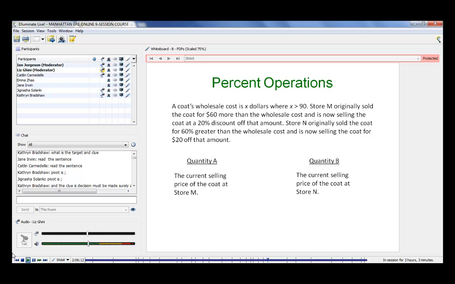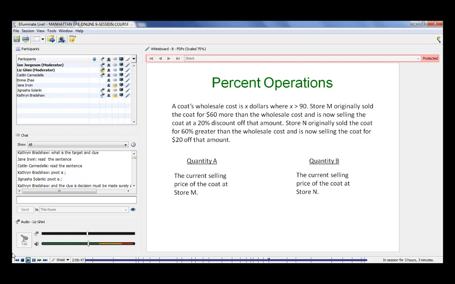What are those equations? Let's type in the equations. I'll put them up. Let's figure out why we had such a hard time with this. What's that equation for A? Everybody type in your equation for A. Okay, Jane has X plus 60. That's store M.